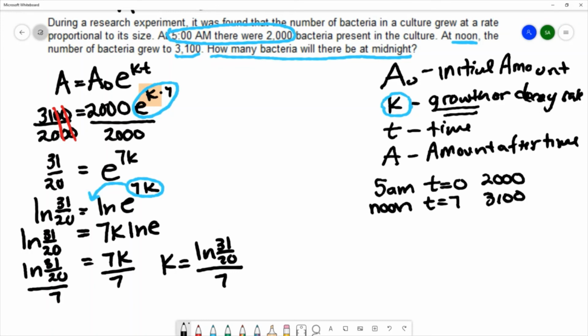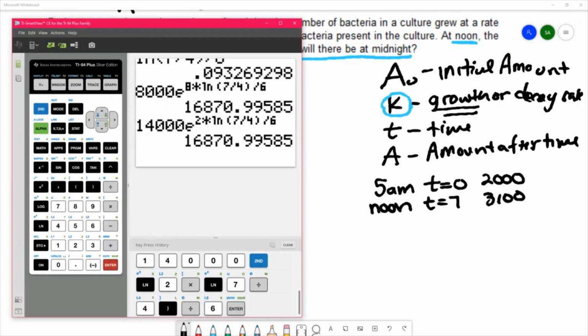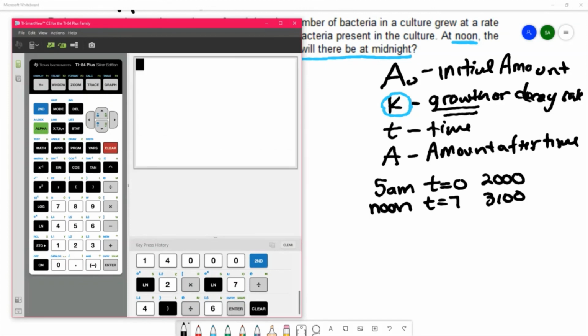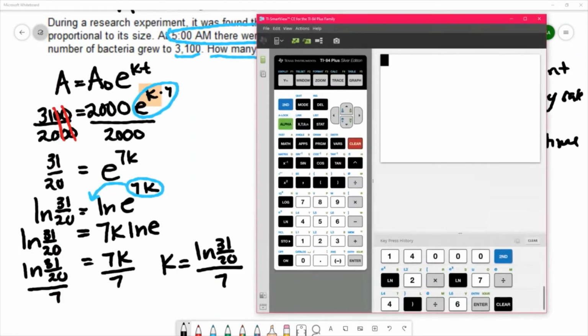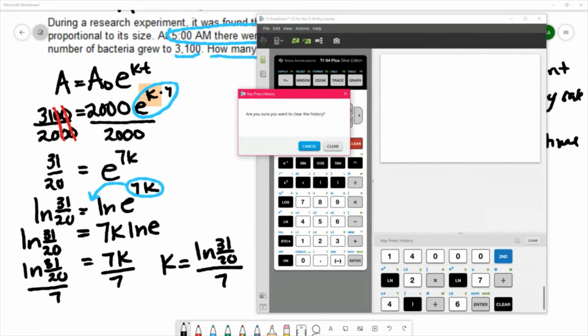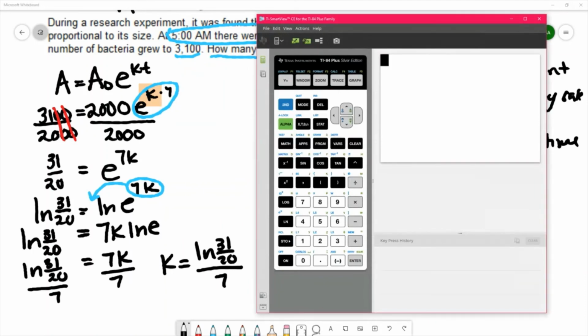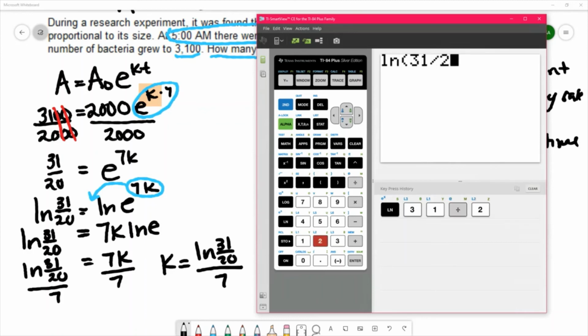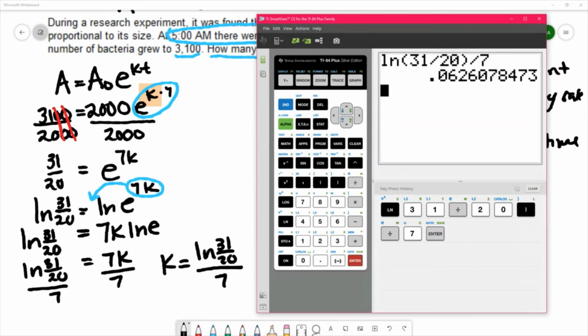I'll type that into my calculator to get an approximation of the growth rate. Remember we said it should be a positive value. So you can follow along with the buttons that I push. Down here at the bottom it says key press history. We've got natural log of 31 over 20 over 7. And so our growth rate is 0.063 if we round to 3 decimal places.